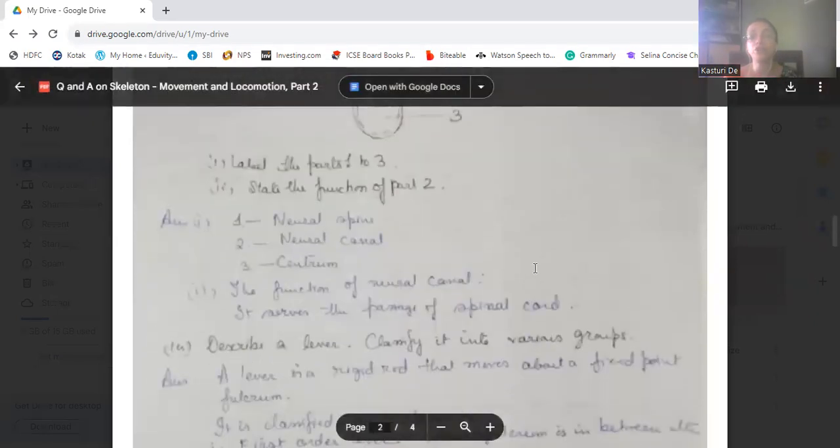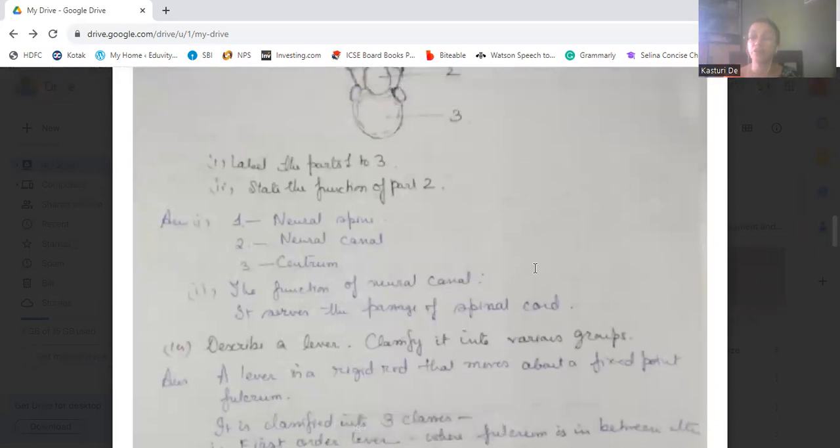Now, what is the function of part two? It is the neural canal. The function of the neural canal is that it serves as the passage of the spinal cord. That is, the spinal cord passes through it.